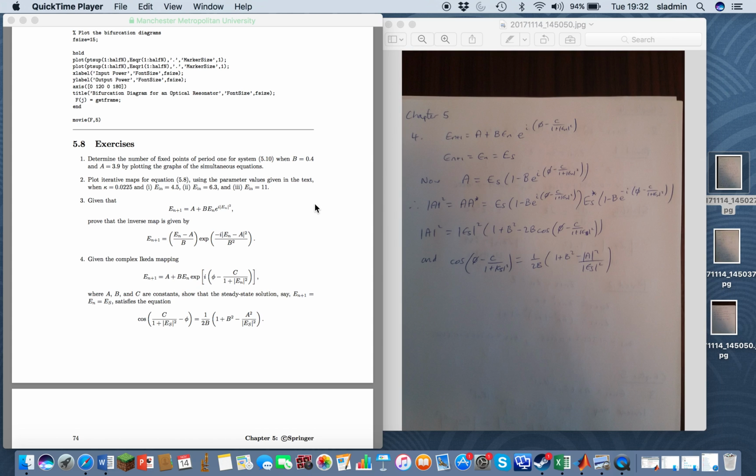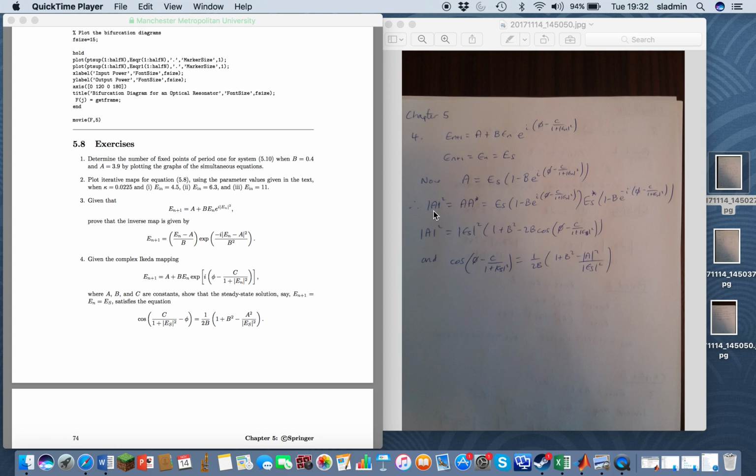And then finally, for chapter 5, we're now going to have a look at question number 4. So we've got an expression here, which is a type of Ikeda map, and we want to show that this expression is true. We can rearrange this formula, E_{n+1}, by first setting E_{n+1} equals E_n equals E_s, where E_s stands for steady state. So E_n and E_{n+1} both become E_s. We rearrange the equation to find A, and you'll find that A is E_s times this expression.